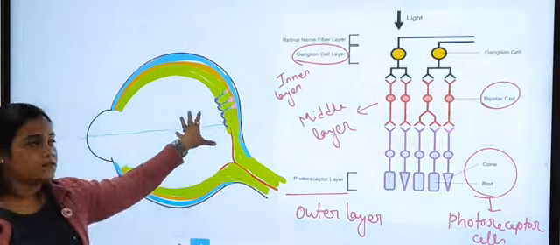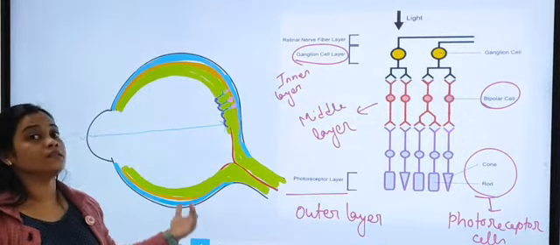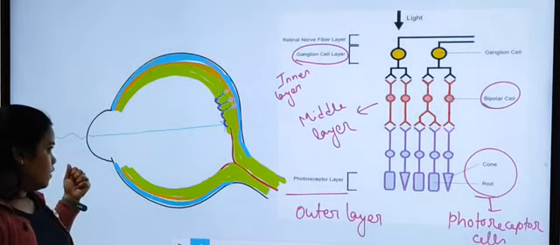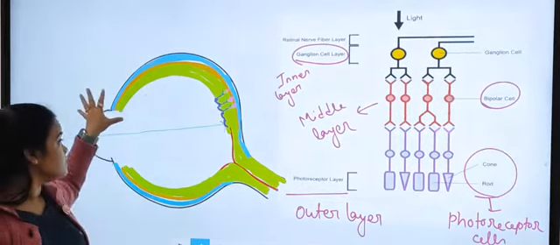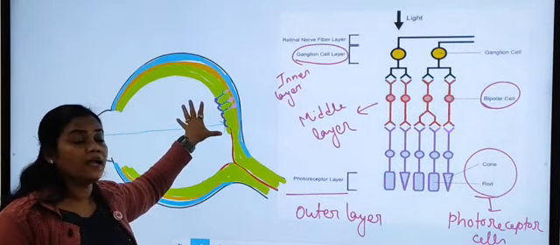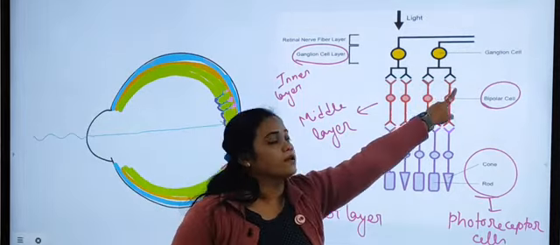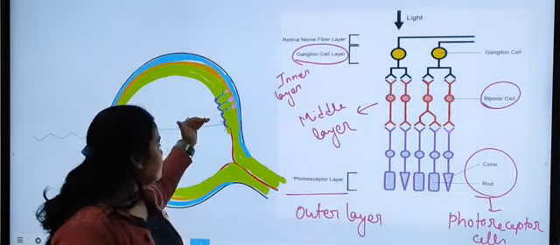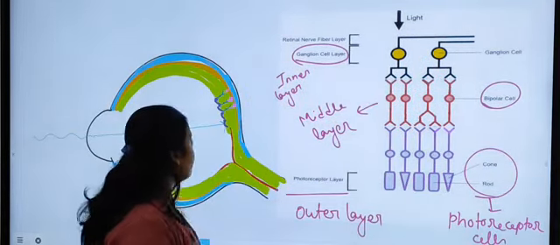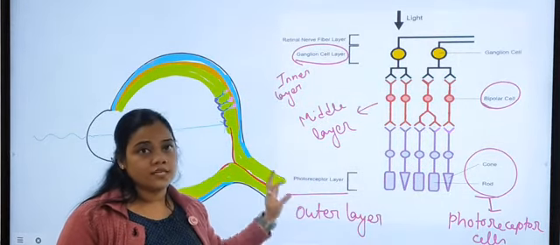This way the three layers are situated in the retina. What happens when the light falls on them? That we are going to discuss today. When light falls on the retina, no change occurs in the ganglionic cell layer. Then it goes to the bipolar layer, no change. But as soon as it falls on the photoreceptor cells, the changes occur.